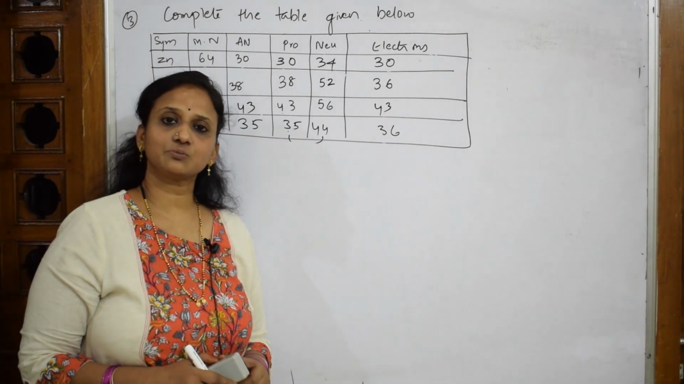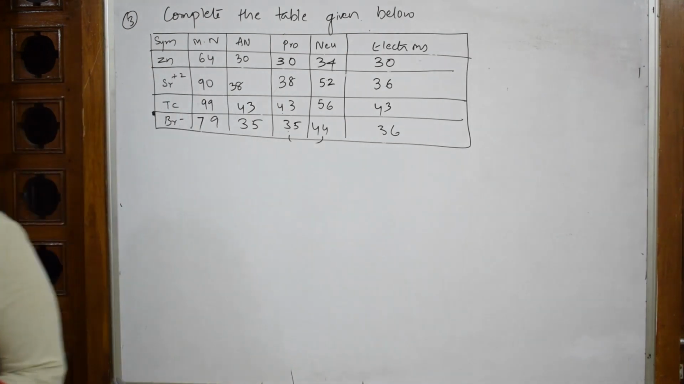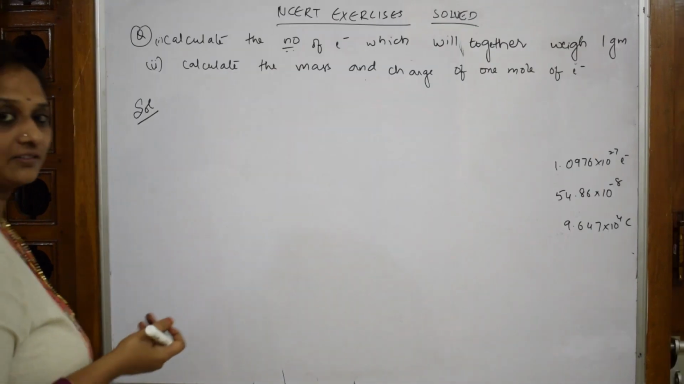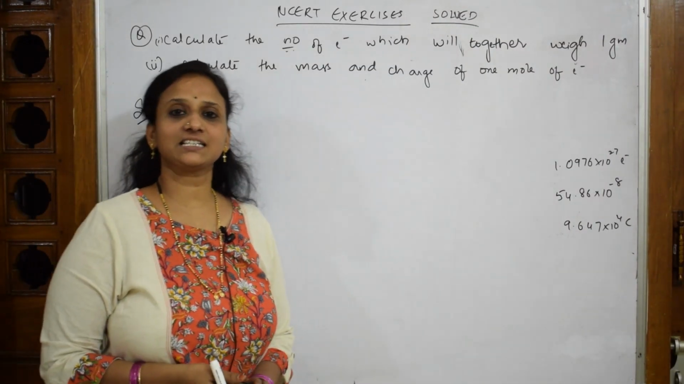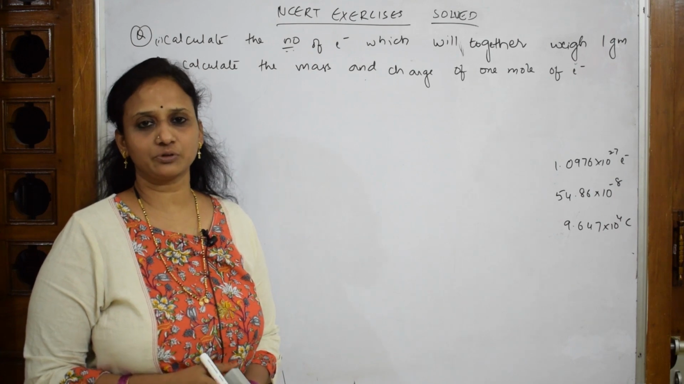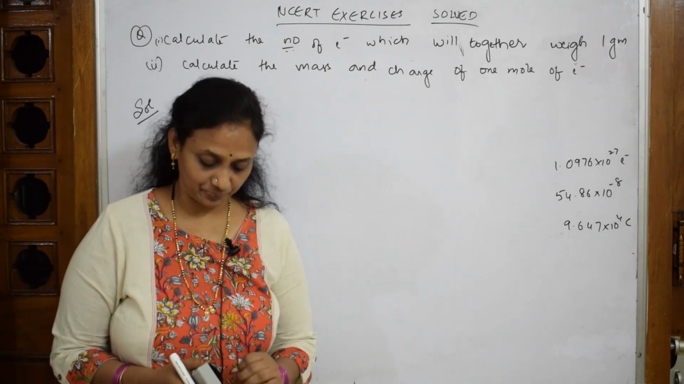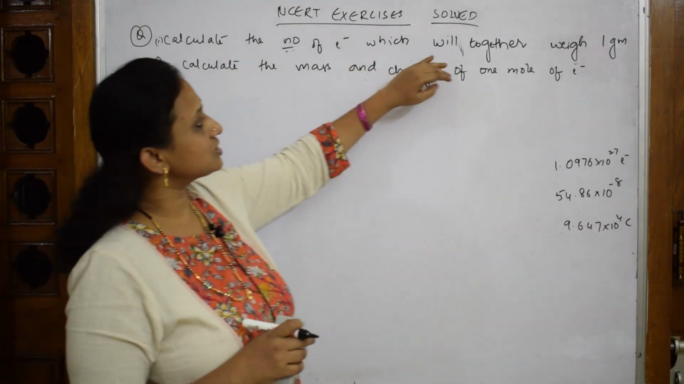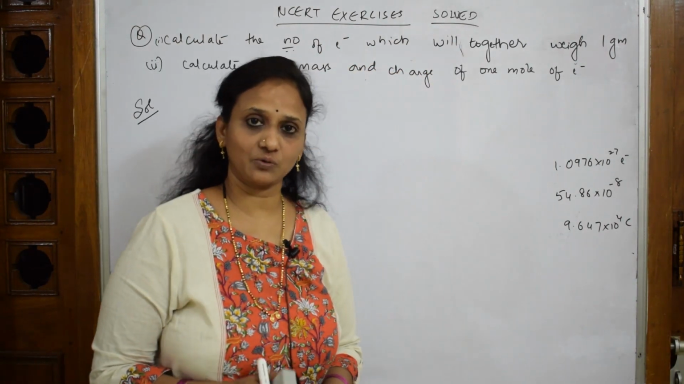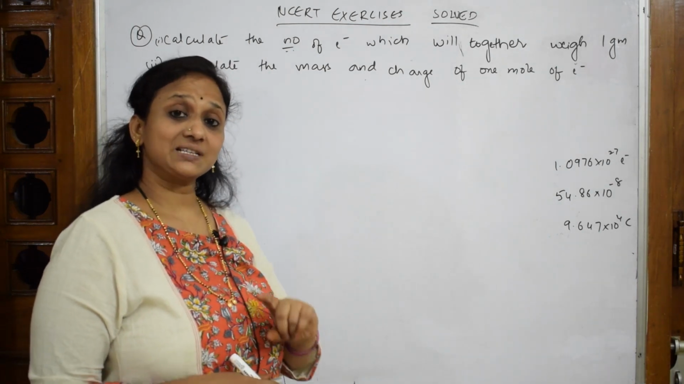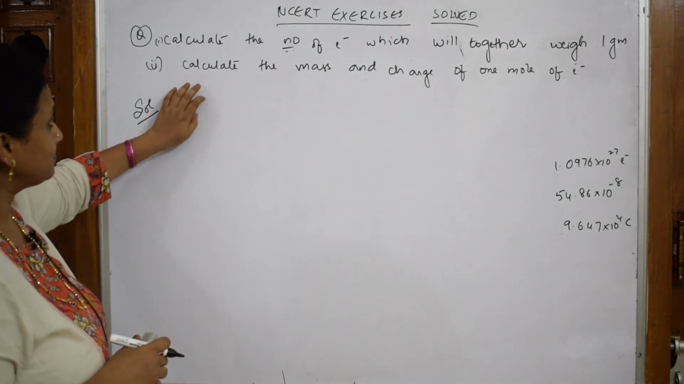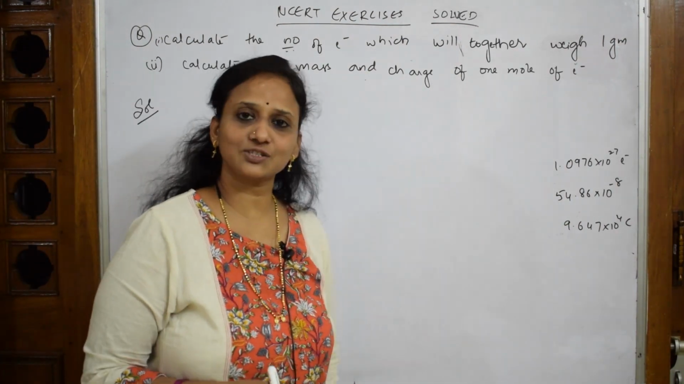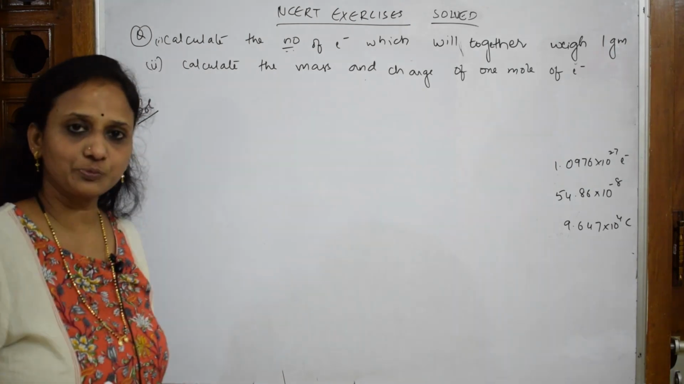So let's come back and do some more NCERT numericals now. Let's solve one more NCERT question related to your calculation of number of electrons, protons and neutrons. Now let's see the question. They've given us: calculate the number of electrons which will together weigh 1 gram. Next would be: calculate the mass and charge of 1 mole of electrons. I've written the answers here, but we will do the procedure first.